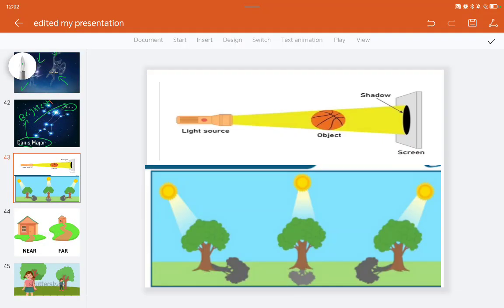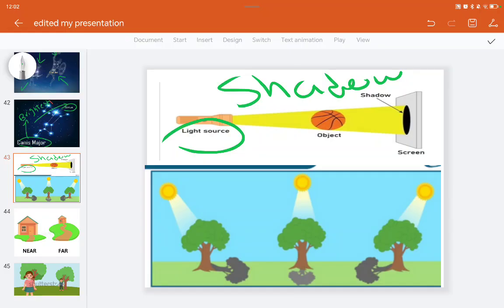Now we will talk about shadow formation, another lesson in your booklet. How can we form a shadow? If we want to form a shadow, we agreed on what? We need to have a light.